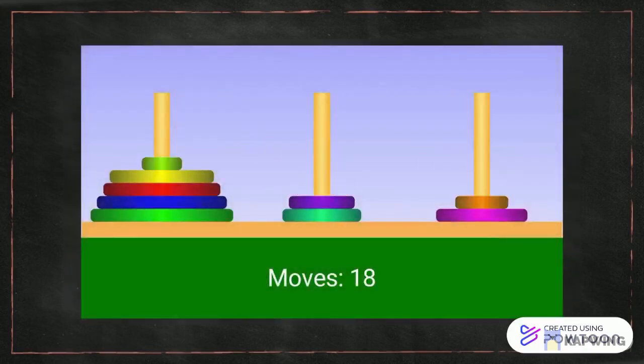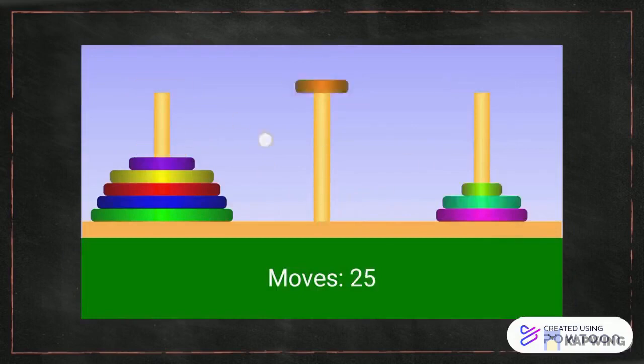Rules: you are allowed to move the discs one at a time from one peg to another as long as a larger disc is never placed on a smaller one.